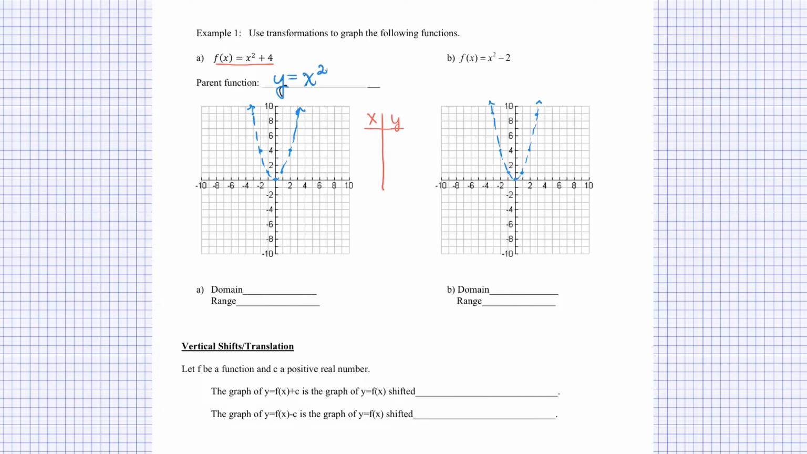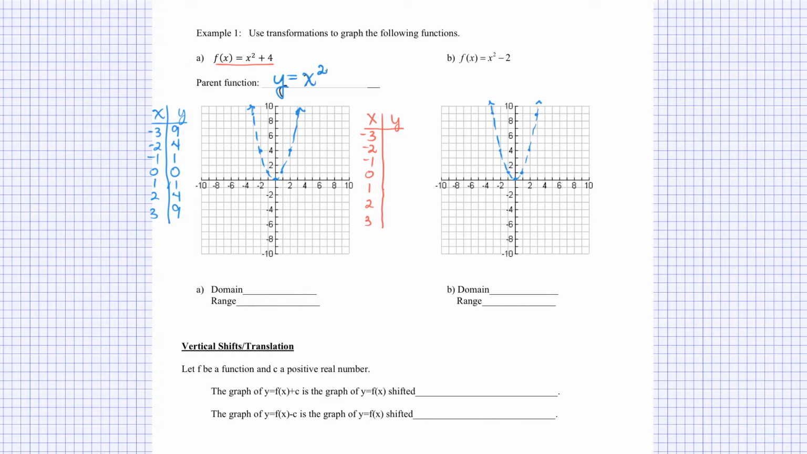So when I was graphing my parent function in blue, the values that I used for x were -3, -2, -1, 0, 1, 2, and 3. And -3 squared is 9, -2 squared is 4, -1 squared is 1, and then 0, 1, 4, and 9, right? So I'm going to use the same x values over here: -3, -2, -1, 0, 1, 2, and 3. And I'm going to see what the effect is going to be when I graph x squared plus 4.